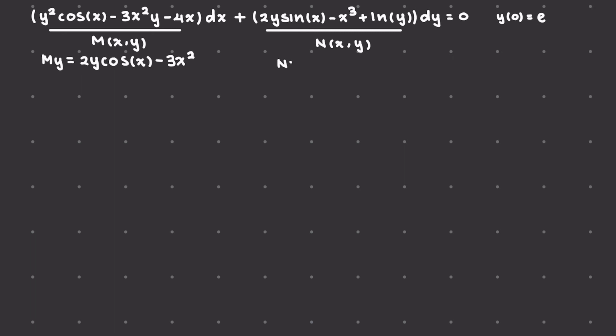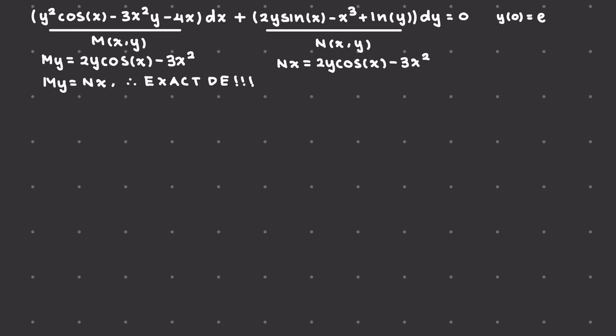And let's take the partial derivative of f with respect to x here. This will become 2y cosine of x minus 2x squared, actually 3x squared. And then we can draw our first conclusion, which is M_y equals N_x. Therefore, we've proven that this is an exact differential equation, and we can solve for it.